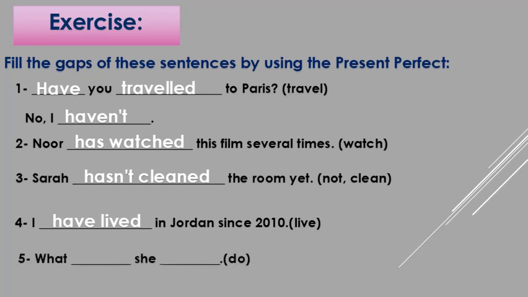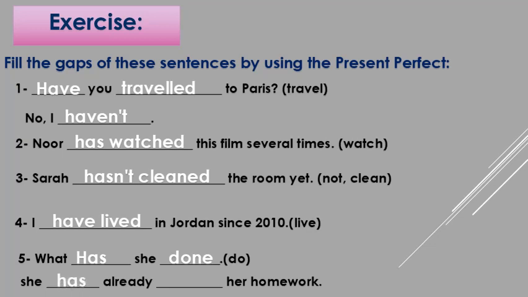Number 5, what blank she blank do? So here we have a question using a WH question. So she, it is singular. So what has she done? So the answer is a full sentence. إذا الإجابة يجب أن تكون جملة كاملة. So she has already done her homework.